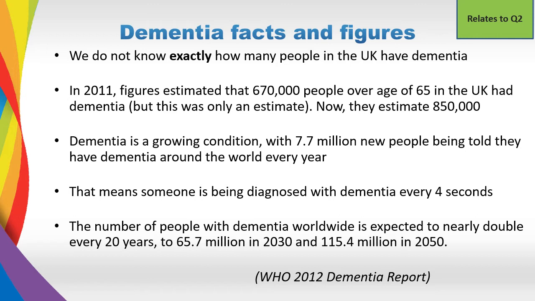So the number of people with dementia worldwide is expected to double or nearly double every 20 years to around 65.7 million in 2030 and 115.4 million in 2050. So as you can see, as the population is going to age, the risk is going to get more and more, because if you're living over 90, you're going to be either 1 in 3 as a lady or 1 in 4 as a man who could get dementia.